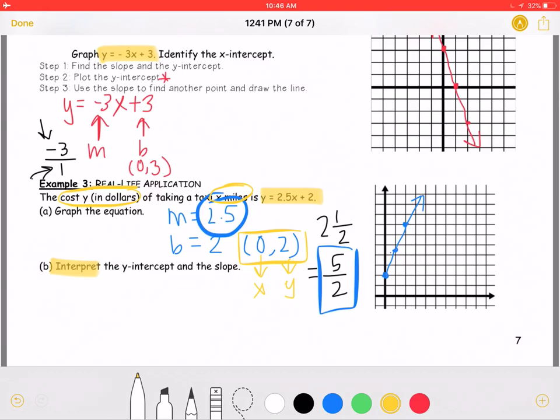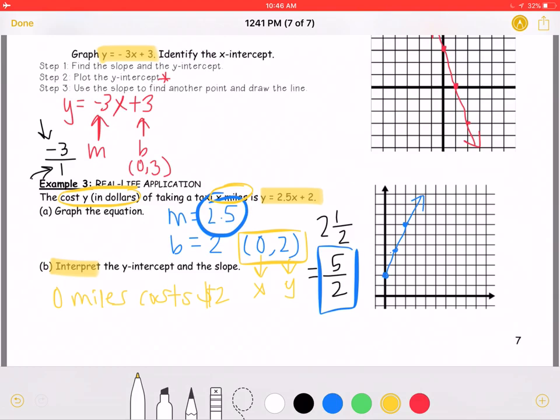So my y-intercept is telling me that no matter how many miles you drive, you automatically still have to pay $2. So no miles driven, 0 miles driven, 0 miles costs $2. So as soon as you get into that taxi, you automatically have a fee of $2 just for maybe wasting their time. So it's automatically $2 when you get in there.